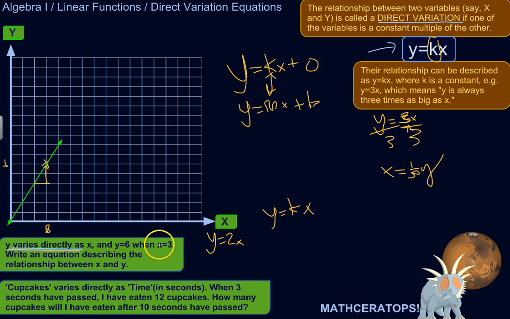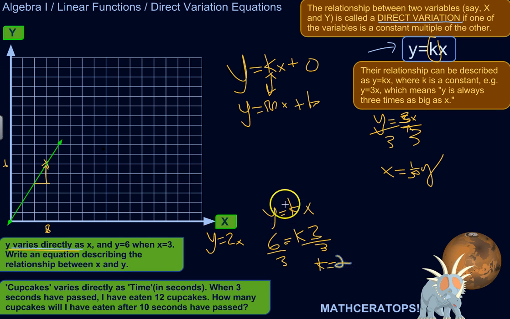Y equals 6 when x is 3. So 6 equals k times 3. That's what we know now. So we just solve for k. Divide by 3, divide by 3. It's being multiplied by 3, so we divide by 3 to get it by itself. 6 divided by 3 is 2, so k equals 2.